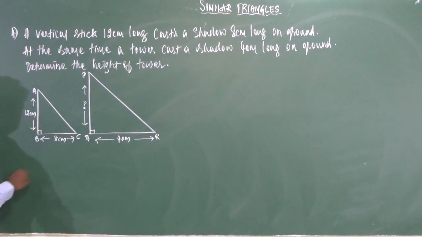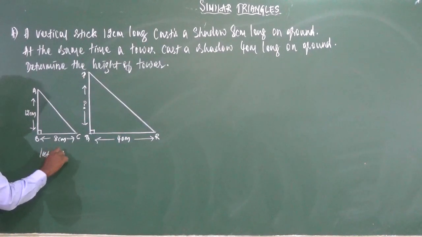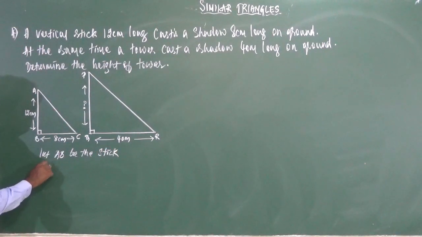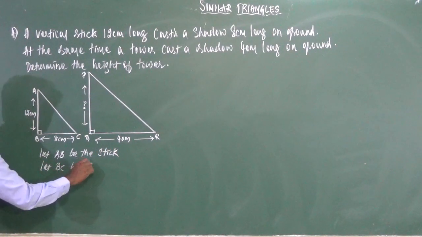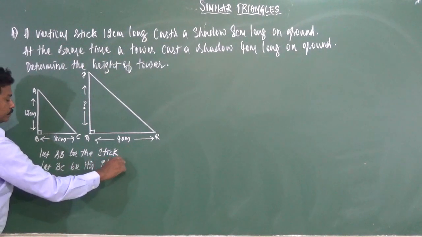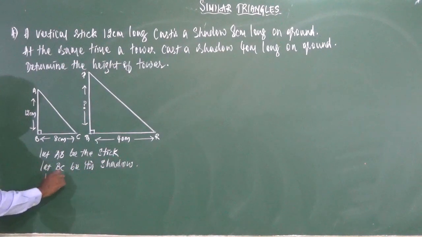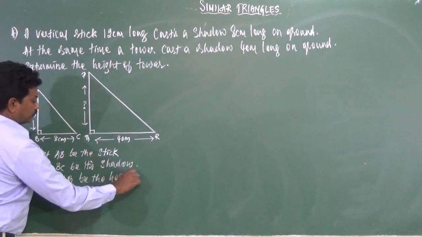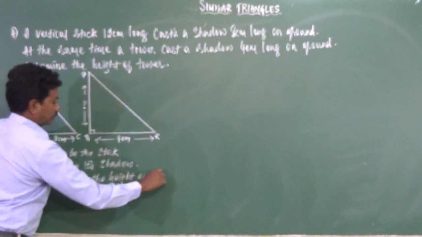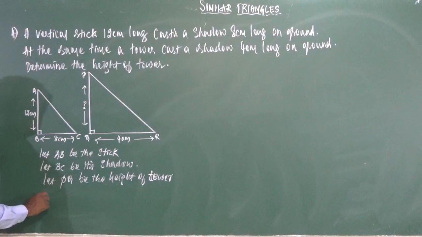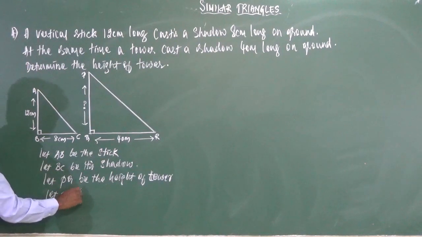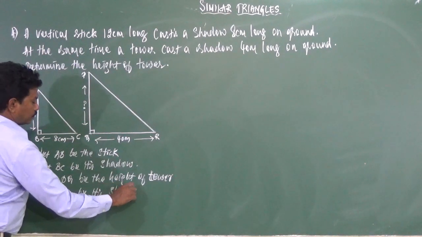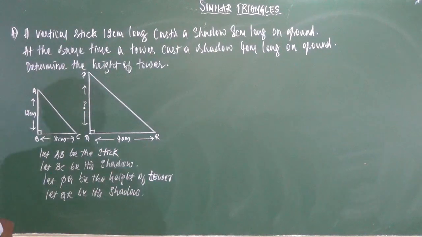So let us go with the data. Let AB be the stick. Let BC be its shadow. Let PQ be the height of the tower. Let QR be its shadow. Right. So this is the thing.